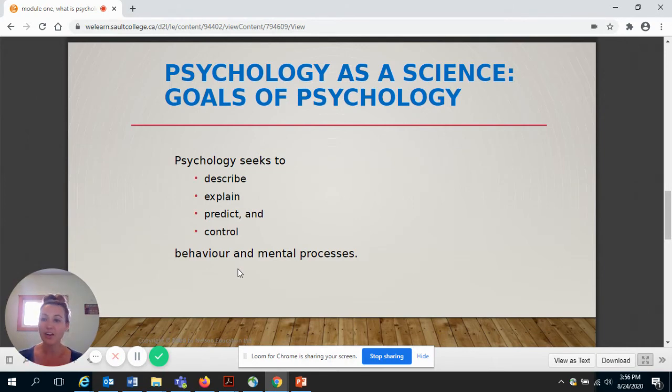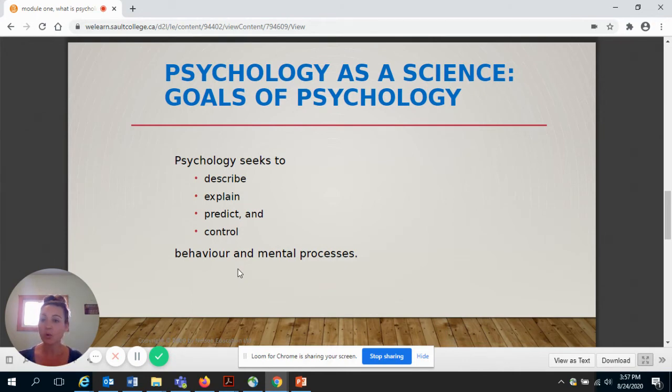Then the third goal of psychology is to predict. So if we've described the situation and then we've explained it, you could predict that the next time this student has to do a presentation in front of a large group of people or in front of a class, they're going to see these kind of nervous behaviors happen again.